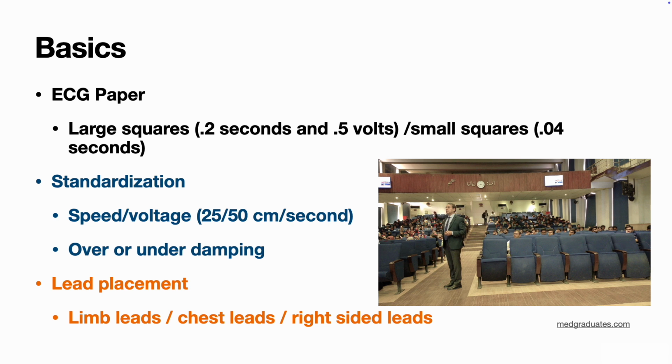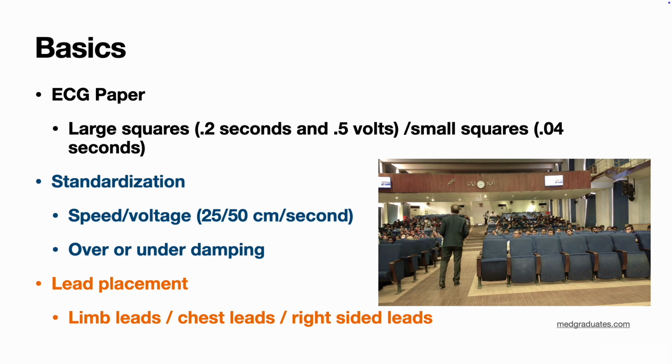Then lead placement. Limb leads, chest leads, right-sided leads. What are these right-sided leads? Normally you place chest leads like that. V1 is here on the right side and you proceed like that. In right-sided leads, you proceed like that. Why do you need right-sided leads?